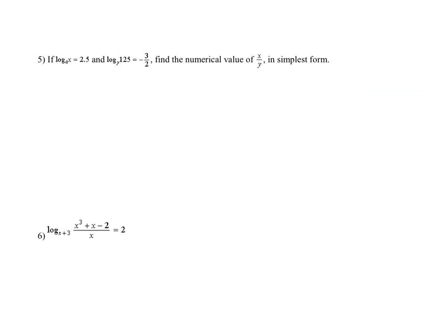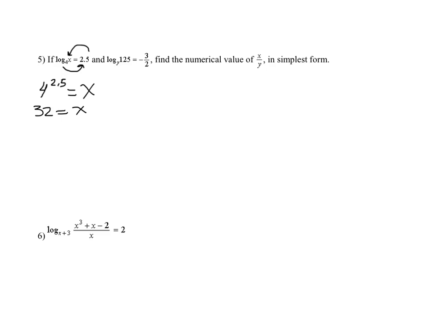Okay, let's look at example number 5. So this example says, if log base 4 of x equals 2.5 and log base y of 125 equals negative 3/2, find the value of x over y. So let's look at this equation first and see if we can get x by itself. So 4 to the 2.5 equals x. That doesn't sound too bad. Just put this into the calculator and see what you get. Pause the video until you've done so. Okay, you should be getting 32.